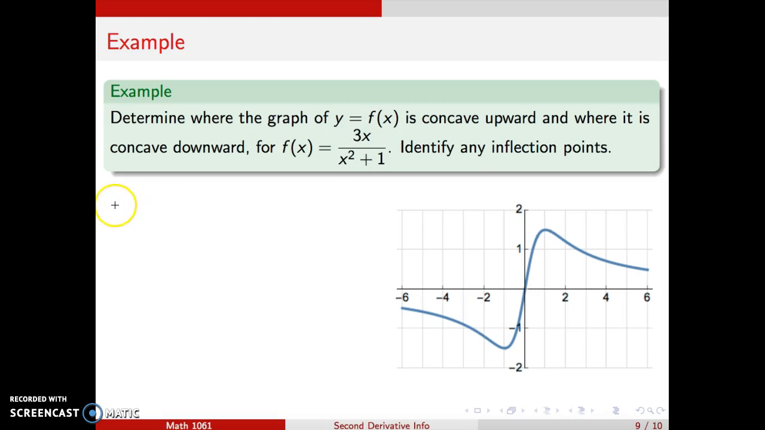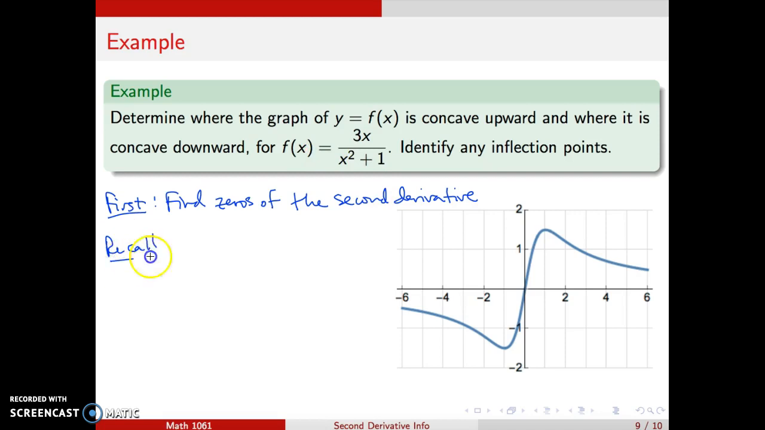So what I want to do is find zeros of the second derivative. And this is one that we've seen before in a different video, so let me just say recall. F prime, the derivative, is negative 3x squared plus 3 over x squared plus 1 squared.